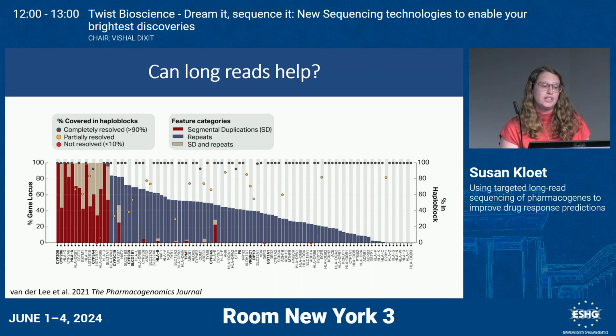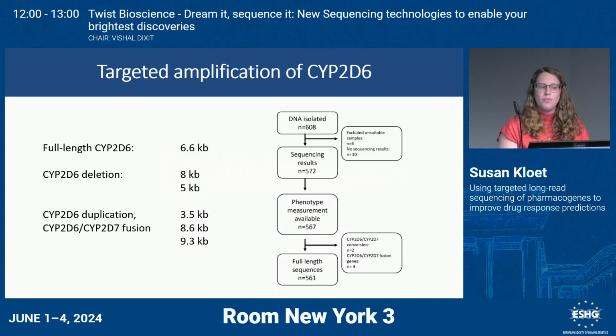The first time we decided to apply long reads was to perform targeted amplification of the CYP2D6 gene. Now, CYP2D6 is a cytochrome P450 enzyme, and it's responsible for metabolizing an estimated 40% of commonly prescribed drugs, and it's also notoriously difficult to sequence with short-read sequencing. So what we did is use an amplicon-based workflow to identify full-length CYP2D6, as well as CYP2D6 deletions, duplications, and fusions with the nearby pseudogene CYP2D7.